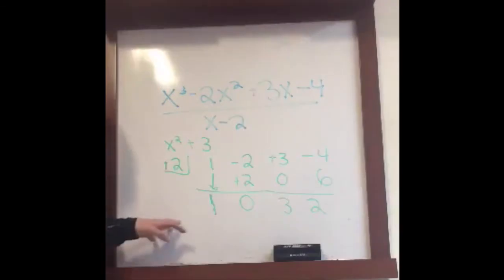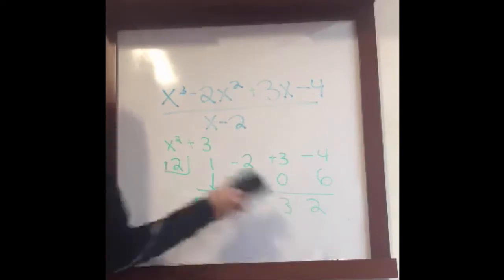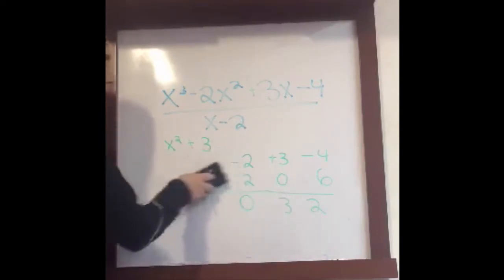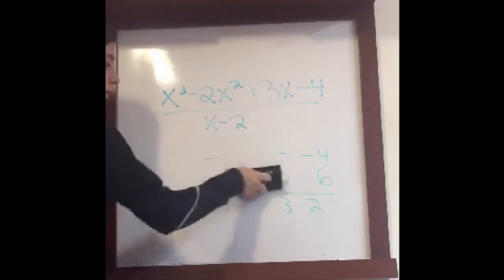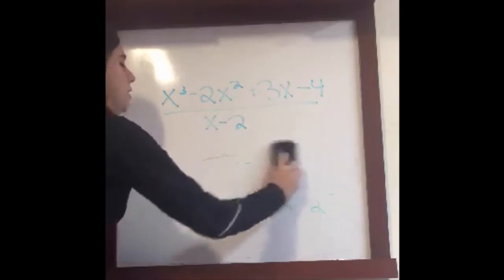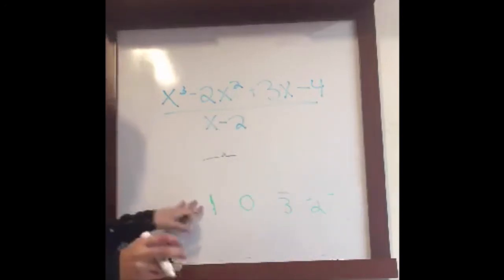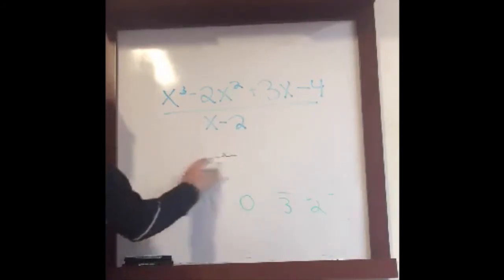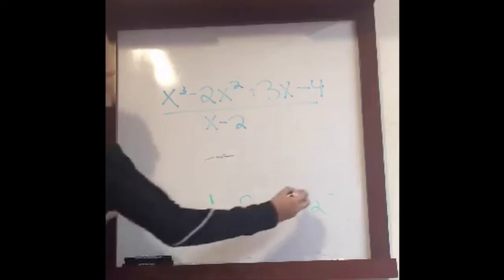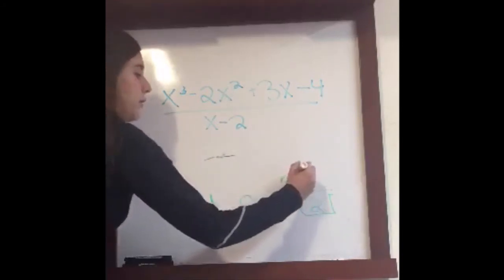Okay, now that we got this, that is the most important thing. We got these numbers, so we can erase this. So now we got these numbers, and we're going to make this a polynomial. First, this is going to be our most important number. This is the remainder.